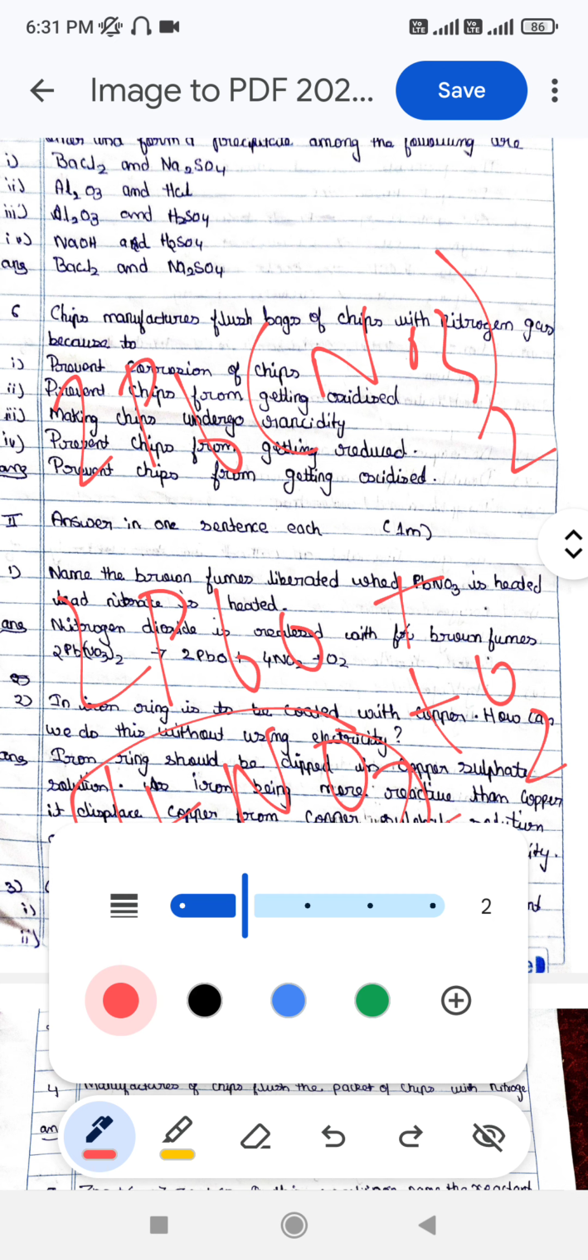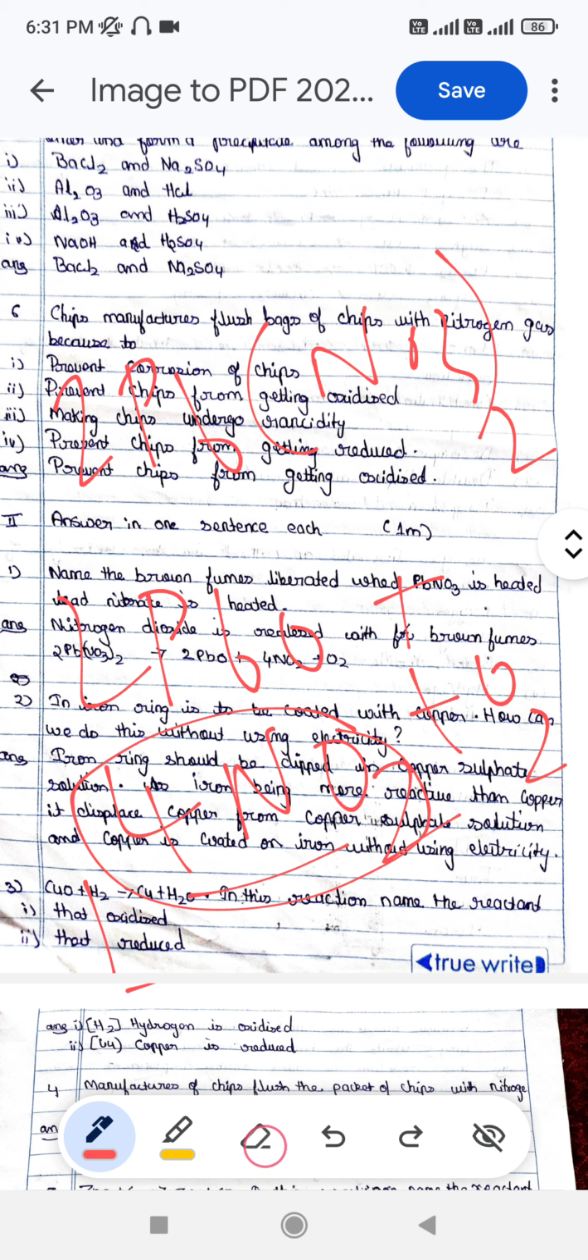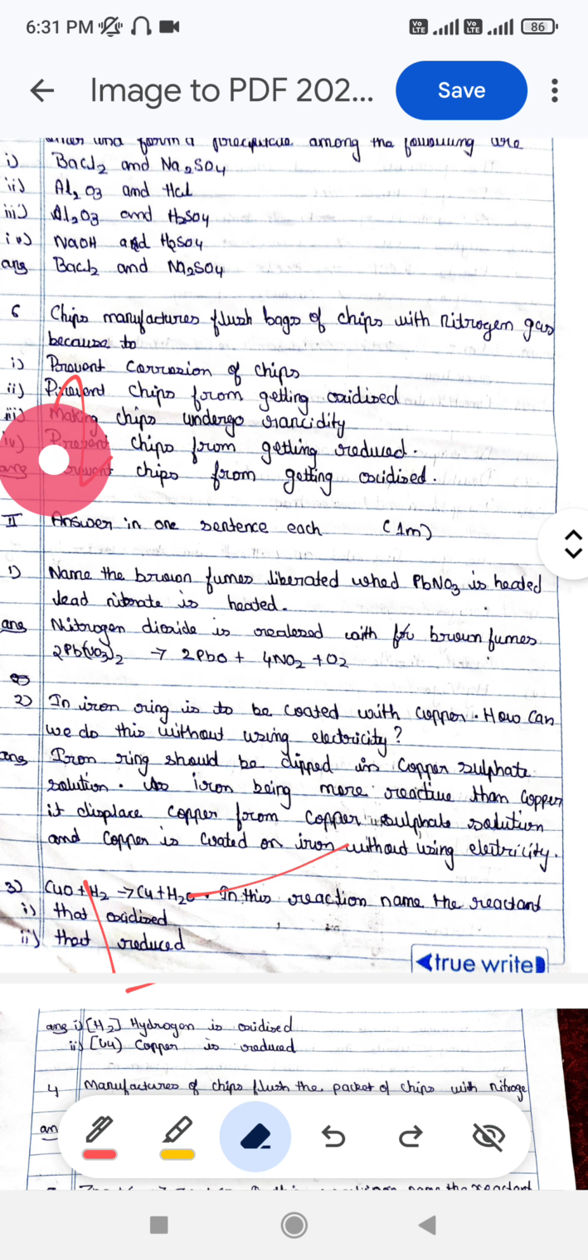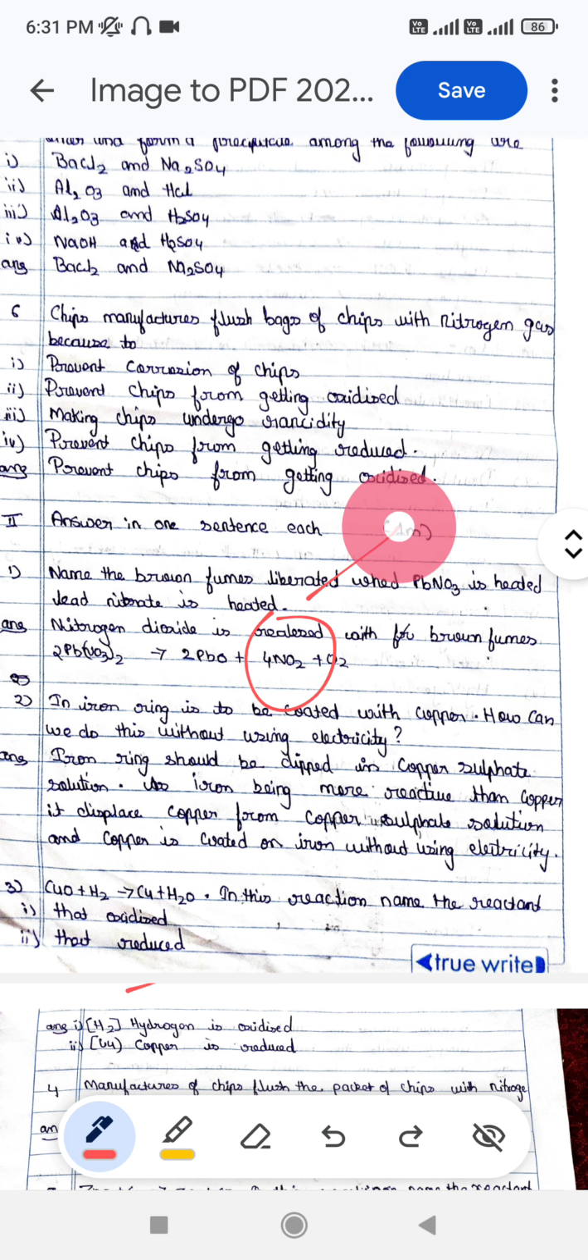This is a very important question. Which gas is liberated when lead nitrate is heated? The answer is nitrogen dioxide, released with brown fumes. You can practice it. Next question.